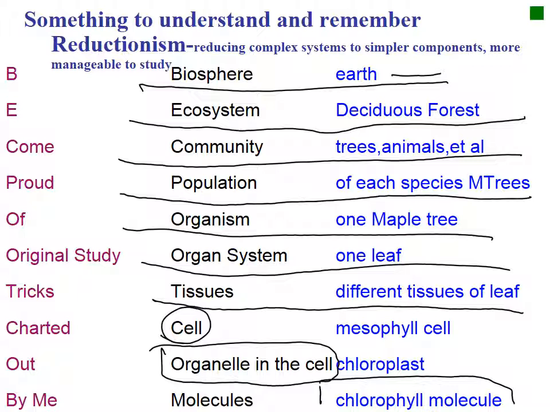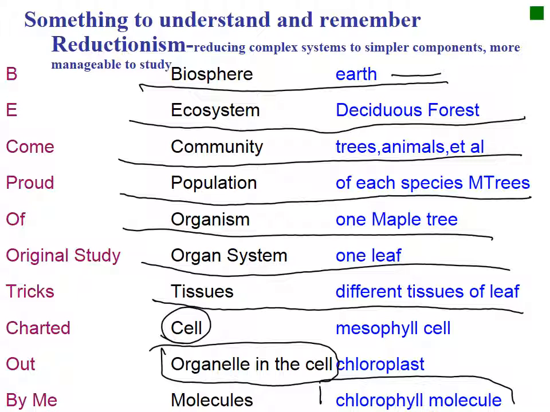Okay, so you have biosphere, that was your earth. Then you chose an ecosystem, that means you went down to a little more specific region. One ecosystem you chose, say deciduous forest in this case. Then you saw it was made up of a community of trees, animals, birds, insects, everything put together.